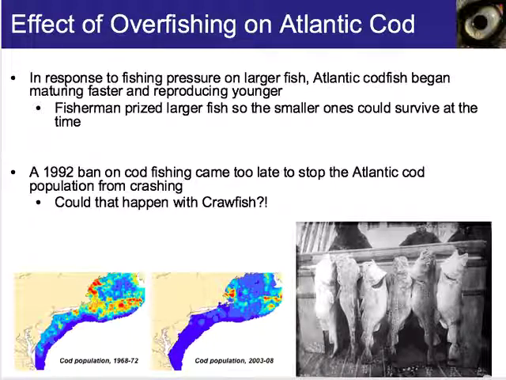Humans have also had a major effect on fish populations. In response to fishing pressure on larger fish, Atlantic codfish began maturing faster and reproducing younger. Fishermen prized larger fish so the smaller ones could survive at the time, and this is showing you the cod population between 1968 and 1972 and 2003 to 2008. In 1992, we had a ban on cod fishing that came too late to stop the Atlantic cod population from crashing. I sometimes wonder, do you think that this could happen to crawfish?